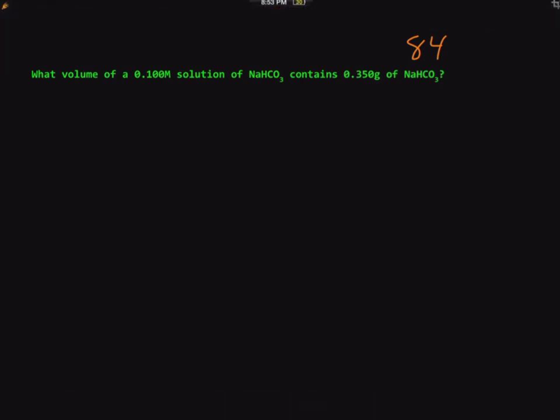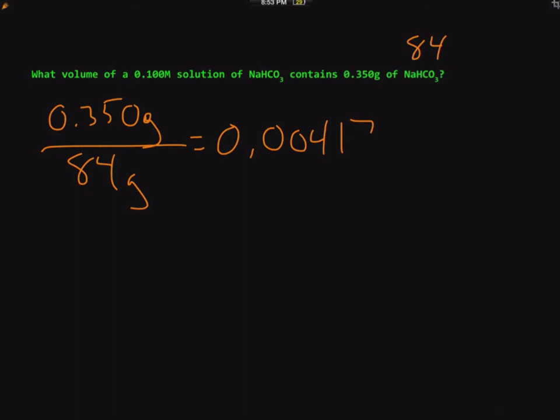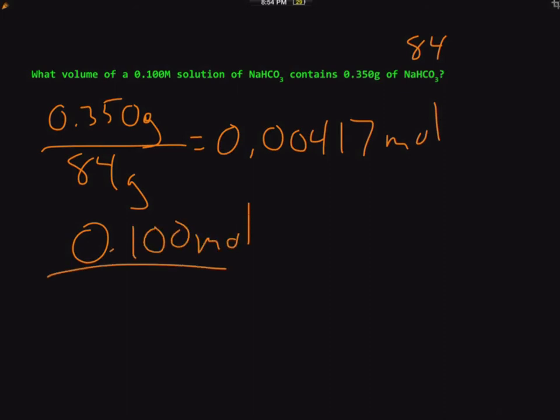To find the number of moles, we take the mass, 0.350 grams, and divide that by the molar mass of 84, and we get 0.00417 moles. So that's how many moles are in the 0.35 grams. And if we have a 1 molar solution, that means it's 1 mole per 1 liter.